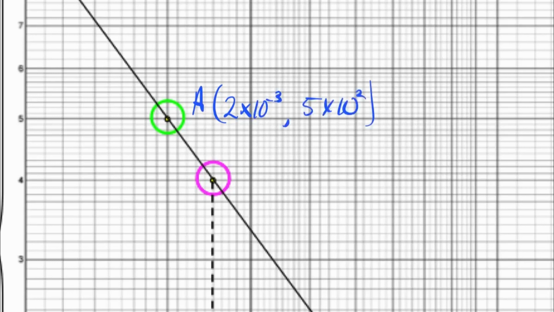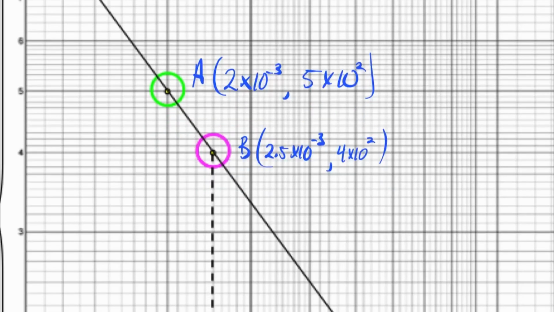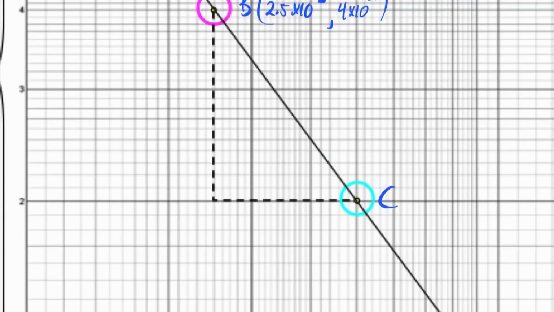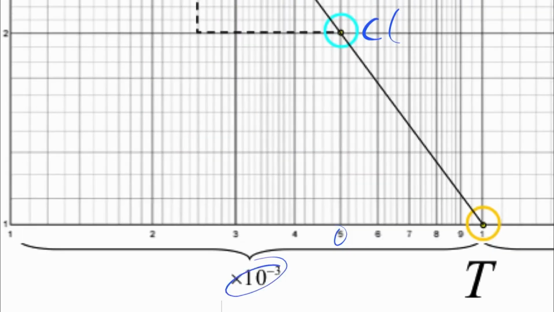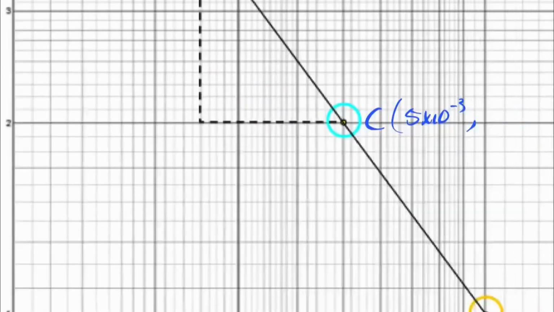Now we know that it's 3 sig figs, but for the interim calculations, you don't have to carry all of the sig figs. You just have to make sure that the final answer is rounded off to the appropriate number of sig figs. So now point B, 2.5 times 10 to the negative 3 and 4 times 10 to the 2. And finally, our point C, that's 5 times 10 to the negative 3, 2 times 10 to the 2.